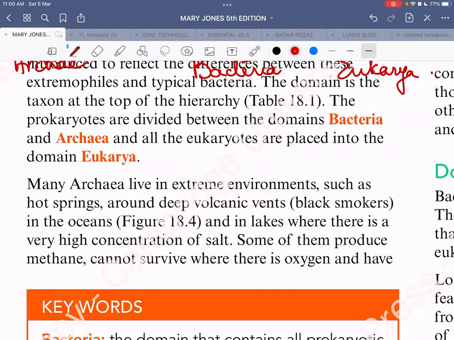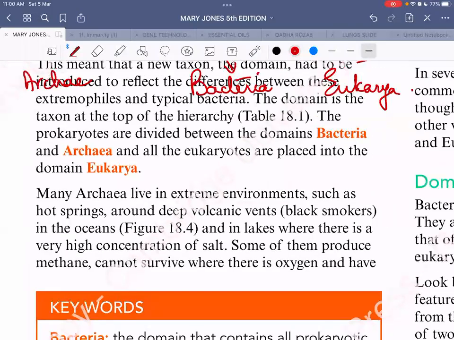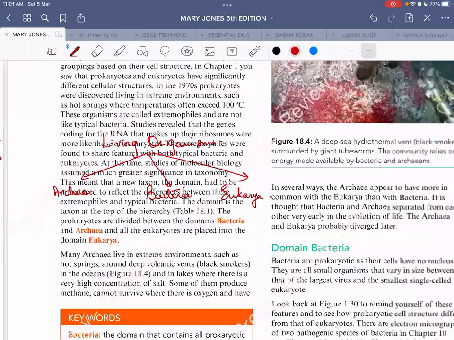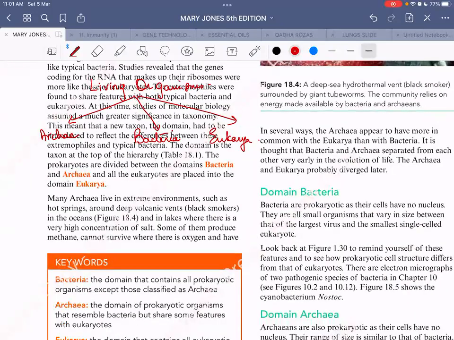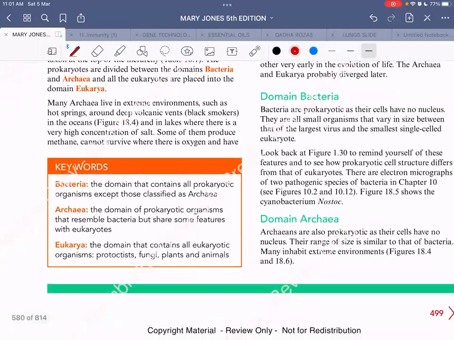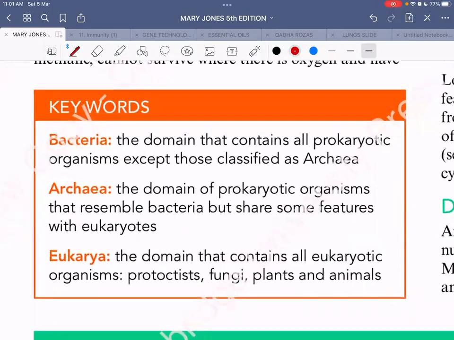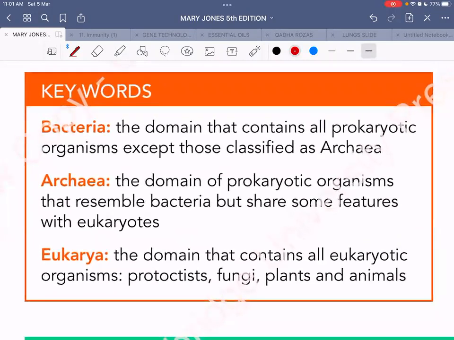Sometimes they can produce gases like methane. They cannot survive when there is oxygen. उल्टा है कि oxygen की presence में वो survive नहीं करते. तो इसको हम इसलिए कहते हैं extremophils. ठीक है? तो अब I'm just concluding my lecture for today कि bacteria is that domain that contains all the prokaryotic organisms except those classified as archaea. तो हम archaea को bacteria में नहीं डालेंगे. This is the bottom line for the discussion today.